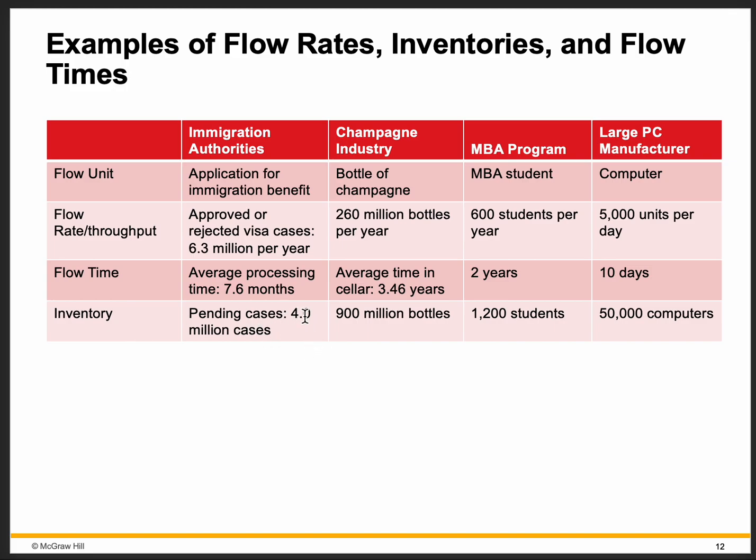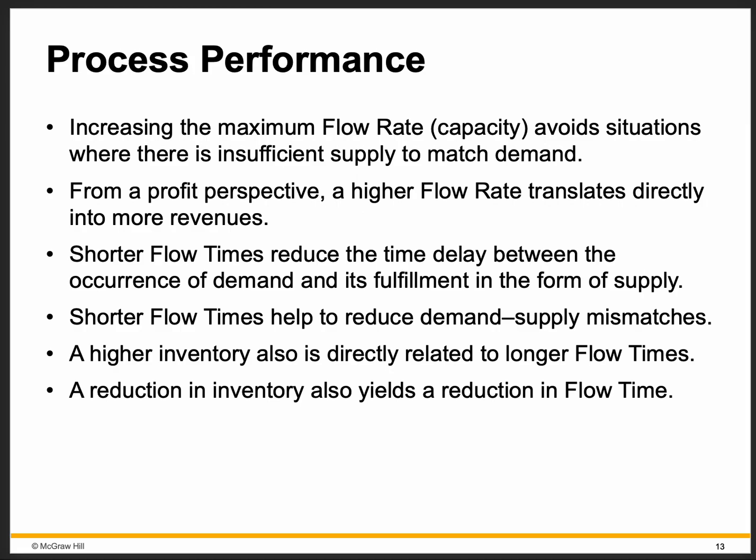Now, how do I know it is 4 million cases? Well, that is based on something called Little's Law, which we'll come to in a second. Now, how do you measure process performance? How do you look at process performance? And what are the 3 major metrics that we define? Inventory, flow rate, and flow time. What do they tell you about process performance?